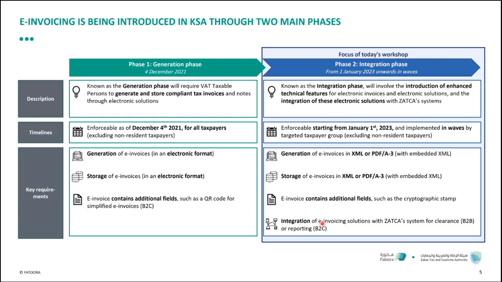So we have 2 models, and we're going to have a look at them. The first one we call the clearance model. This is targeted to B2B, or business to business. The second one is reporting, or simplified invoices, which is targeted to B2C, or business to consumers.